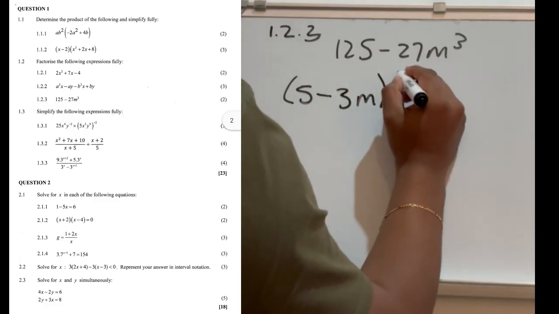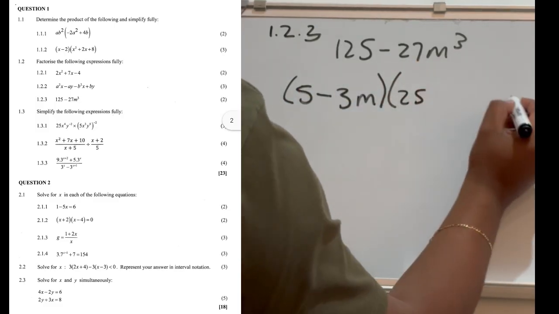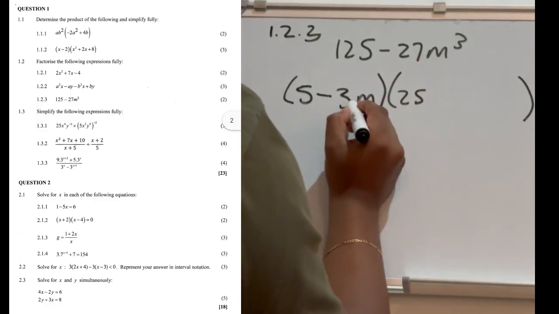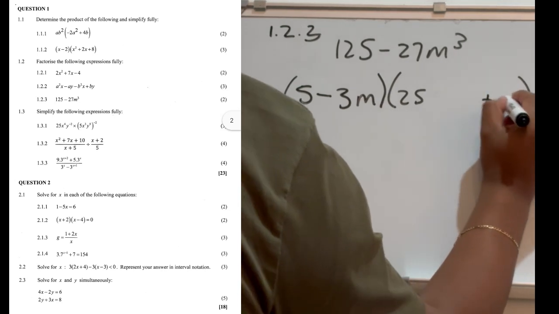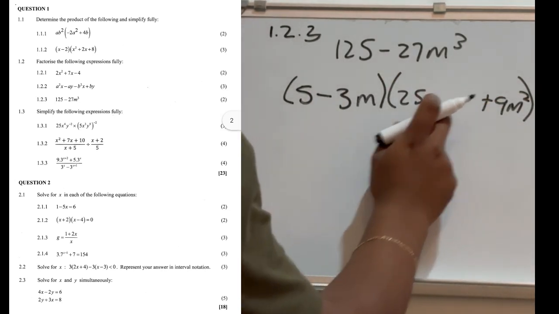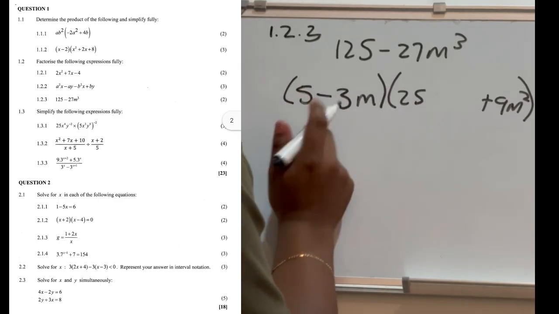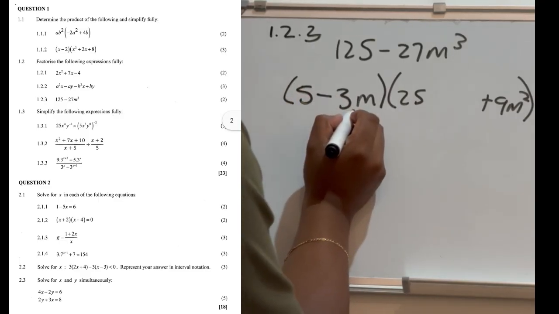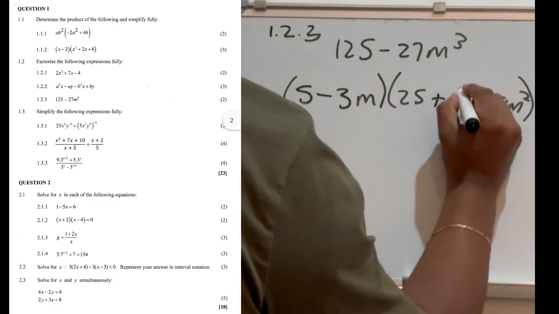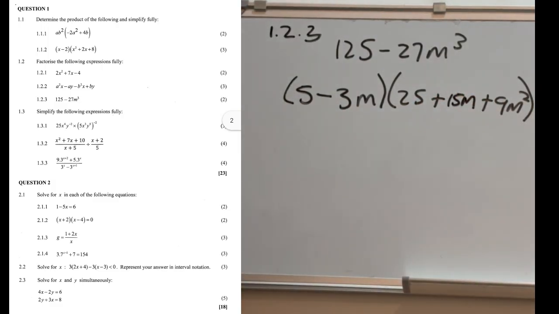So how do we get the first number? We just square that, which is 25. How do we get the back number? We just square that, which is plus 9m squared. And how do we get the middle number? The middle number is this times this, and then we'll just change the sign. So 5 times minus 3m is minus 15m. So that will just become plus 15m. Okay.